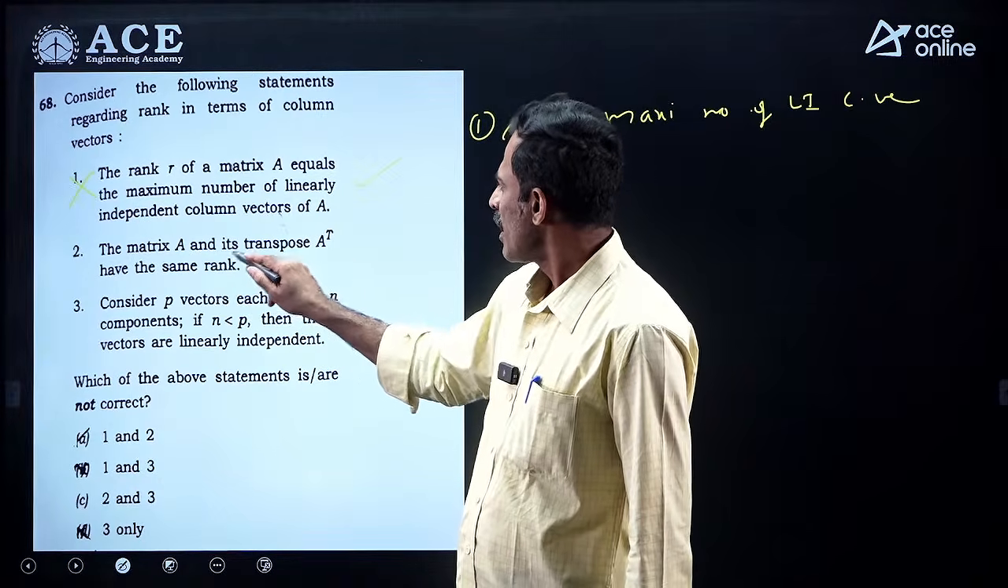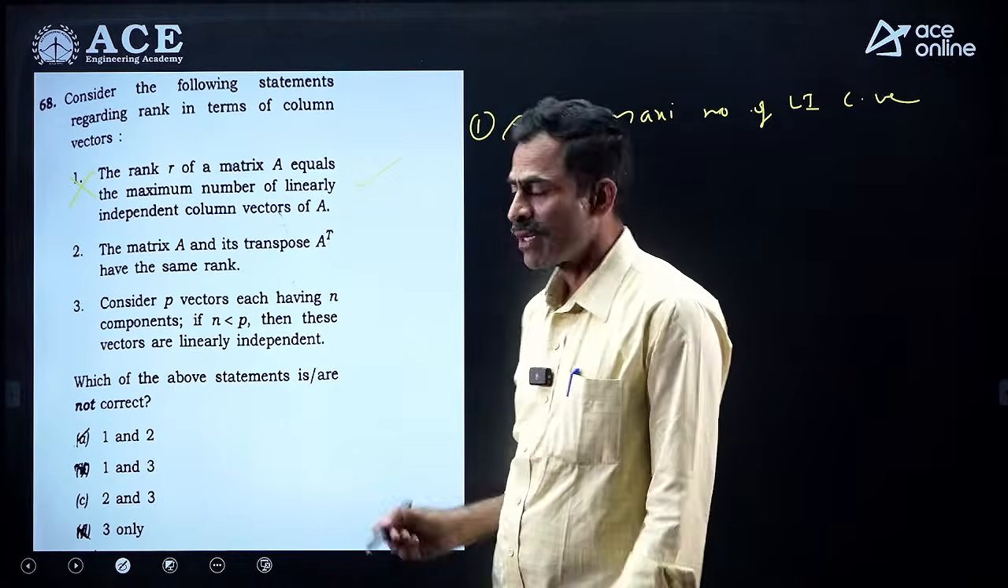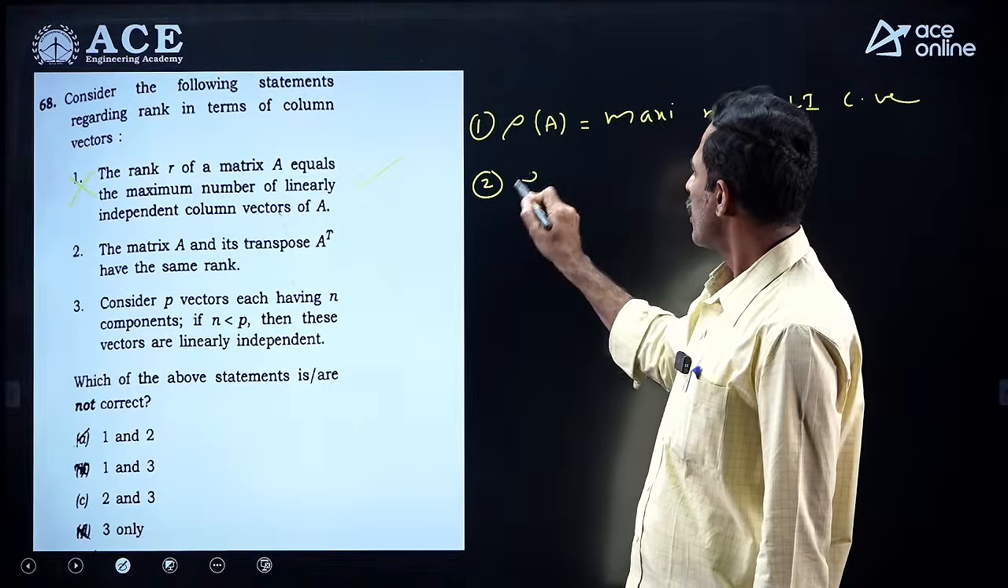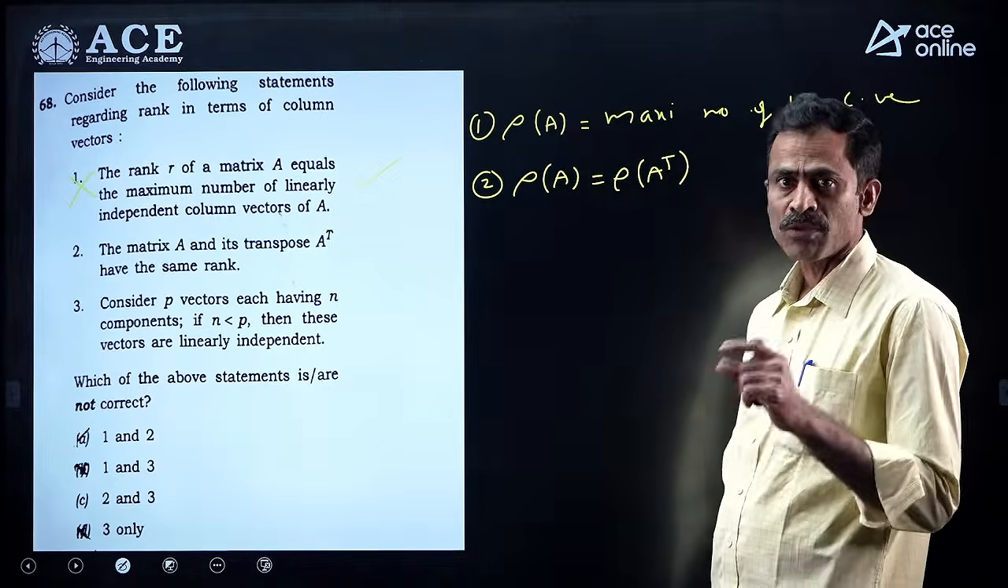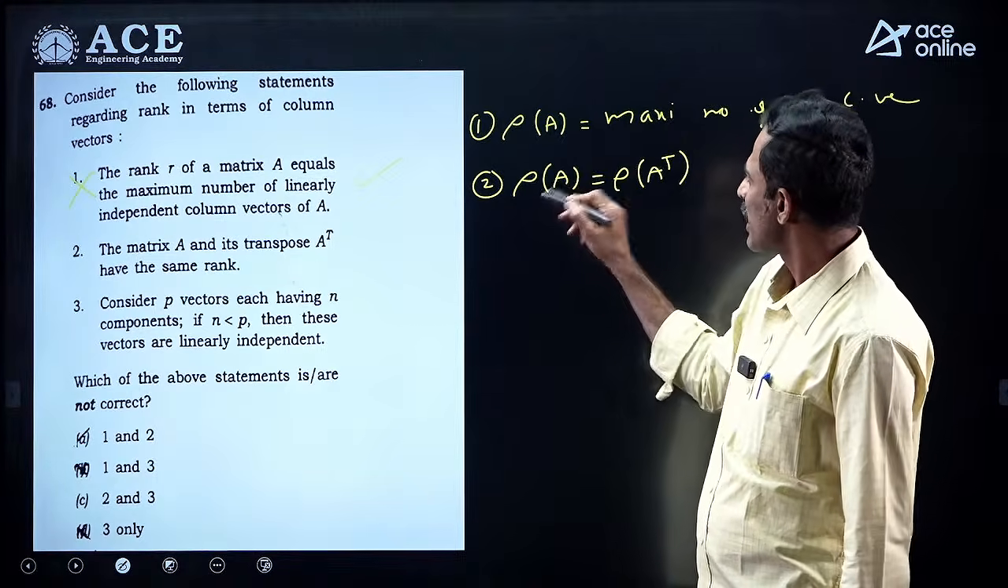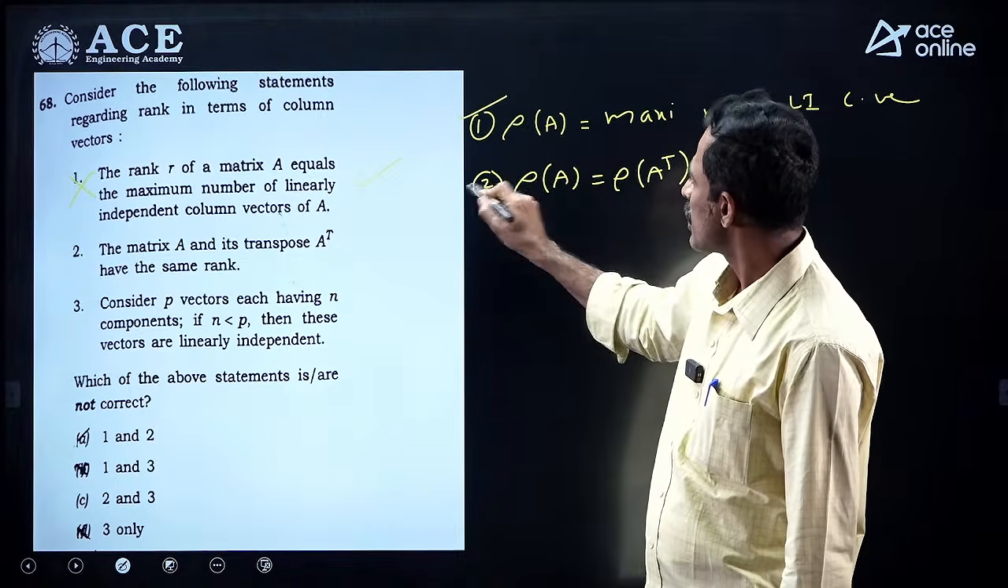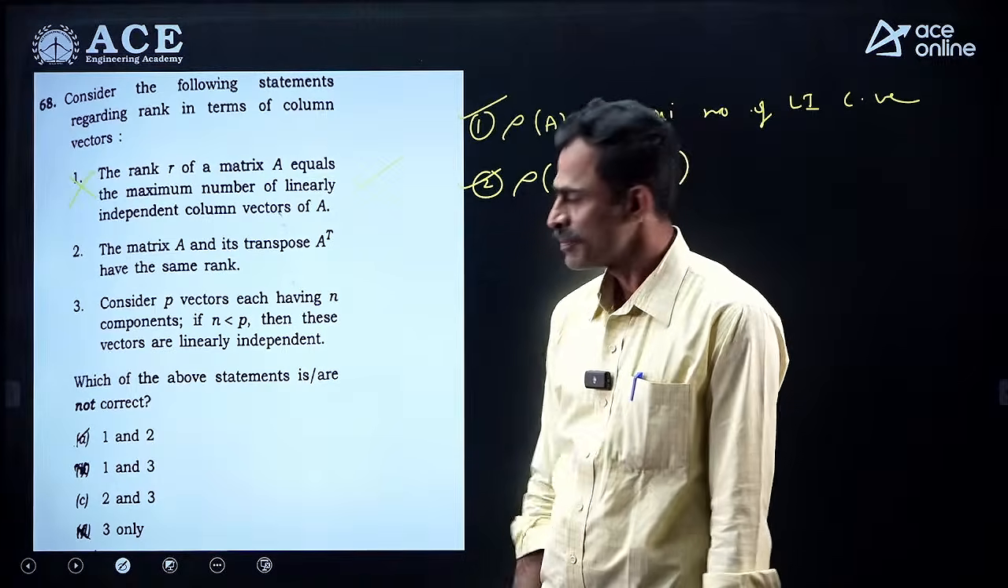The matrix A and its transpose have the same rank. It is also a correct statement. Rank of A is always the same as the rank of A transpose. A and A transpose will have the same rank. So it is a correct statement, but wrong as an answer. These two are wrong answers.